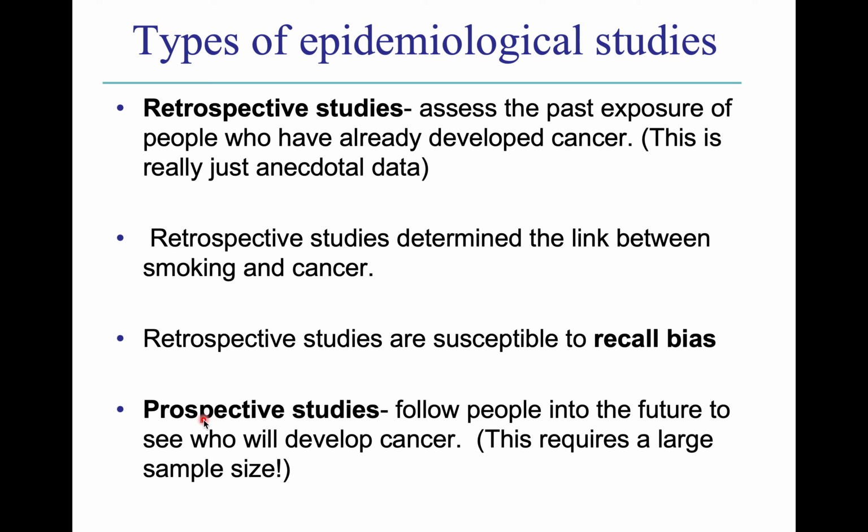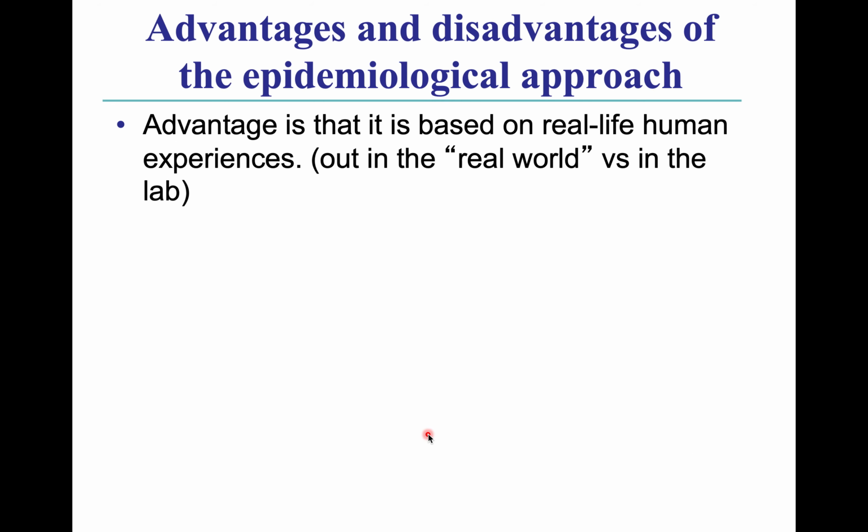So on the flip side of that coin, prospective studies are going to actually follow people into the future, right, and see, okay, who develops cancer, who doesn't, going forward in time. And to do these properly, you really need a large study size, a large sample size, which makes them more challenging and more expensive to do. And of course, logistically, it's just more difficult to follow people going forward rather than collecting data that's already available.